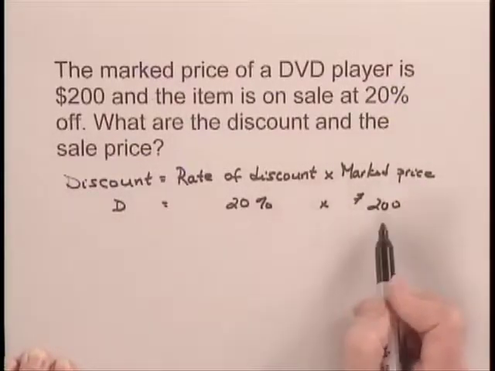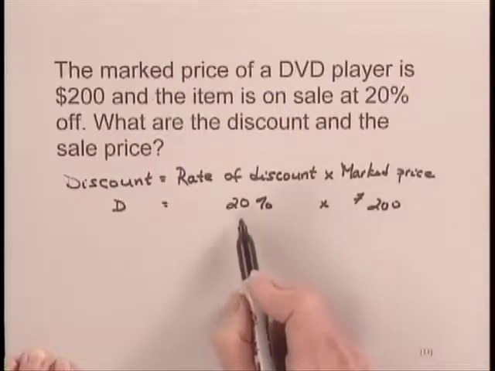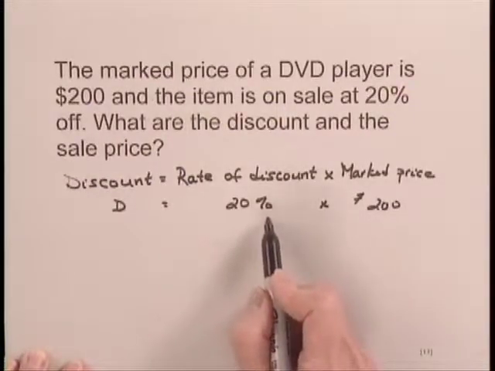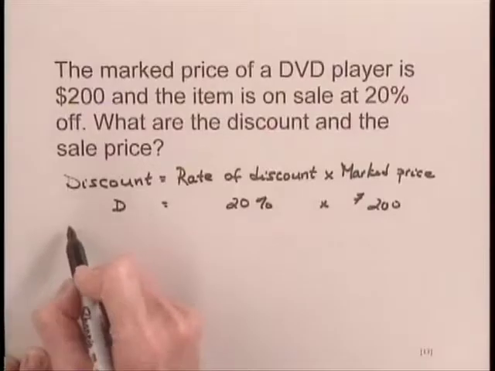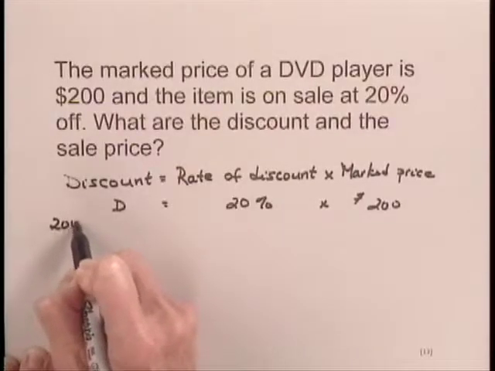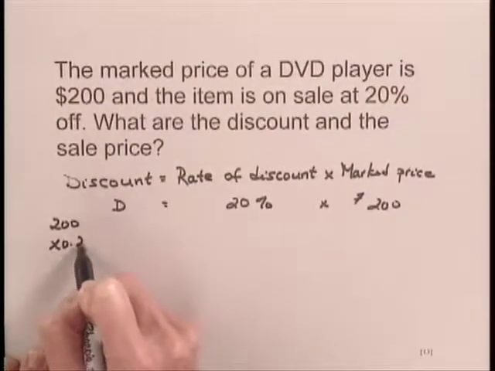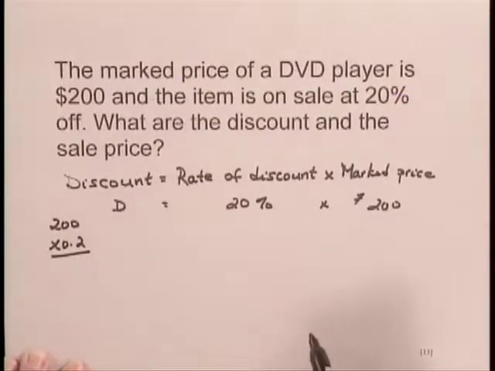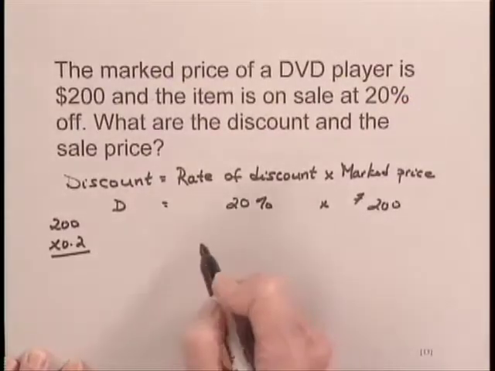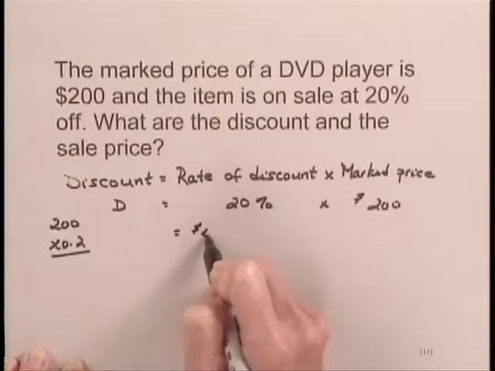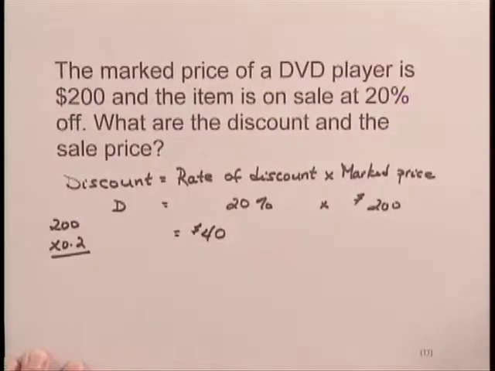So to perform this multiplication, we would first change 20% to decimal notation. We would be doing the multiplication 200 times 0.2. And when we do that multiplication, we get 40. So the discount is $40.